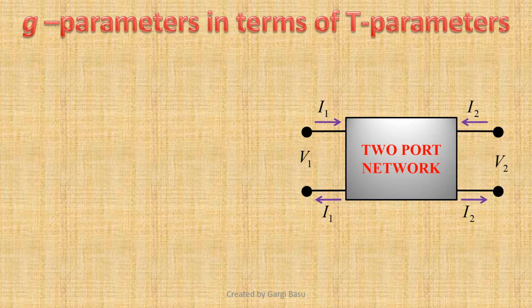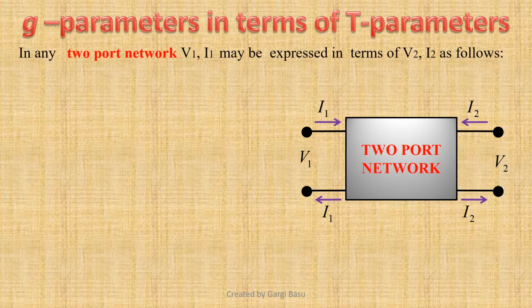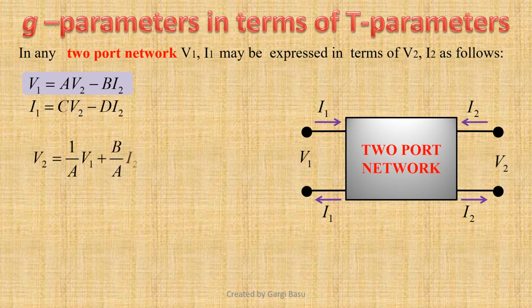Now let us express G parameters in terms of transmission parameters. When we describe our two-port network using transmission parameters, we express the input port variables V1 and I1 in terms of output port variables V2 and I2. The linear equations used in this case are V1 equals A V2 minus B I2 and I1 equals C V2 minus D I2. Now rearranging equation number 1, we get V2 equals 1 upon A V1 plus B by A I2.